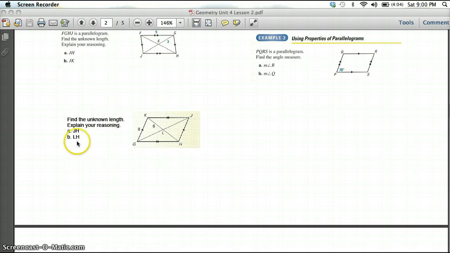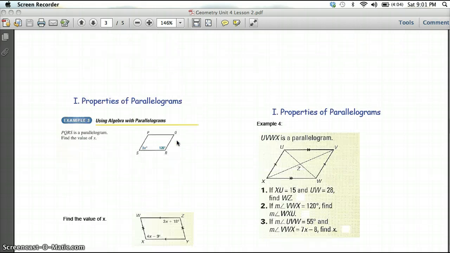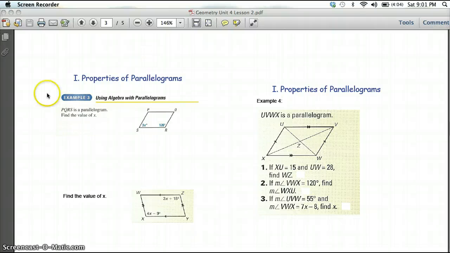And then we've got this example 3 down here. It says find the unknown length and explain your reasoning. So if KG is 8, then JH has to be 8 because opposite sides are congruent. And if KL is 6, that means LH is 6 because lines that bisect cut it in half, which means that they are congruent.